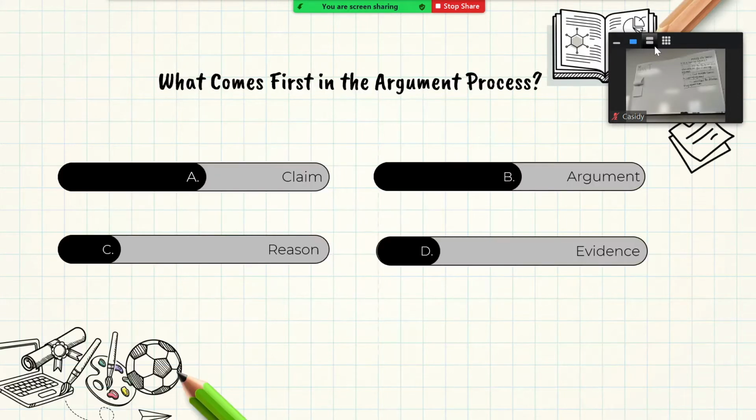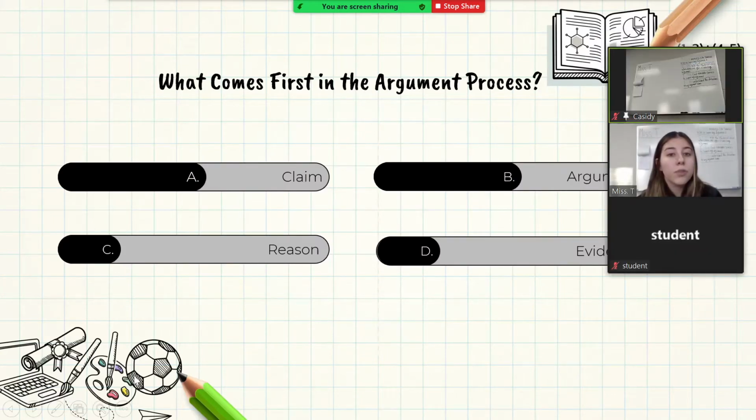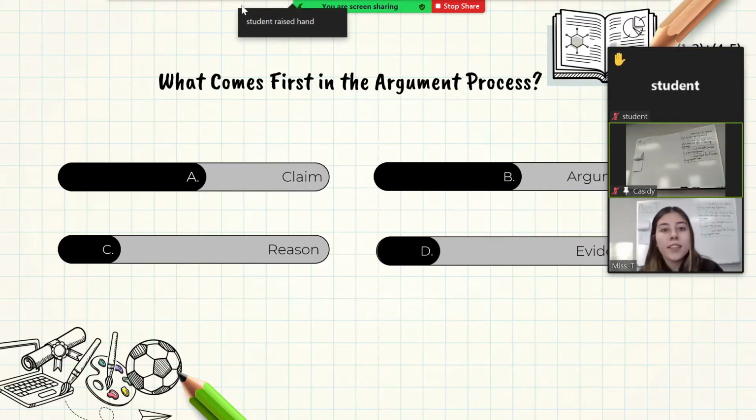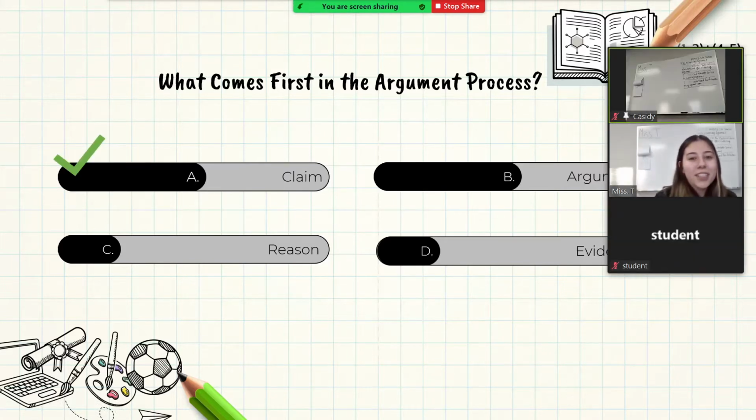Okay, moving right along, we're going to go ahead to our first question. So, what comes first in the argument process? Is it a claim, a reason, argument, or evidence? Yes, Evan. A claim. Okay, let's see if you're right. Awesome. Good job, Evan. So, yes, a claim does come first in the argument. Like I said beforehand, in order to even have an argument, you have to claim something is happening, something is true, false, better, or worse, whatever you would like to say.